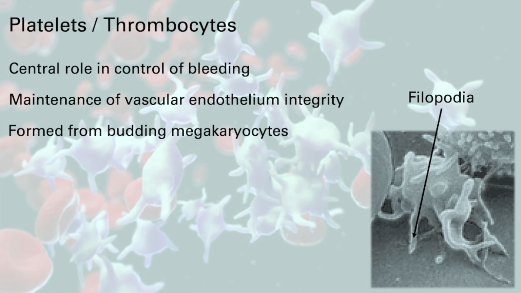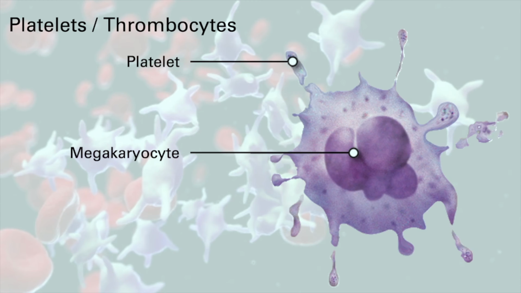Moving on to platelets, which are also known as thrombocytes. Platelets are absolutely essential to life as they help control bleeding and maintain the integrity of the vessel walls or the vascular endothelium. They are not strictly cells at all, as they are fragments of a much larger cell called a megakaryocyte. The megakaryocyte forms these protrusions from which platelets bud off and form tiny fragments that lack a nucleus but do contain granules, which are really important for their role.